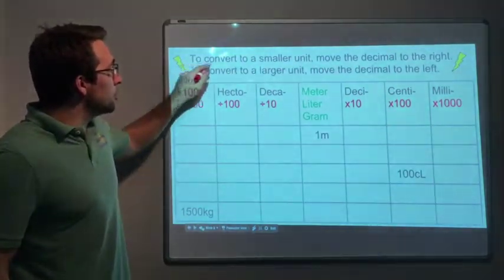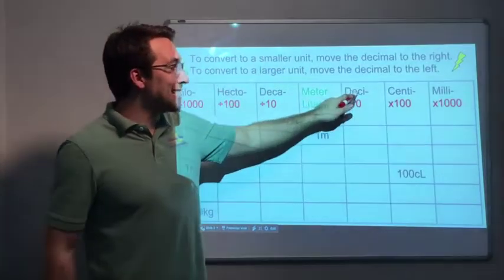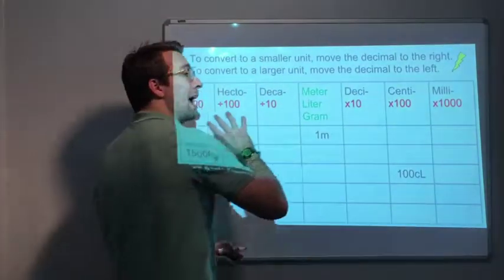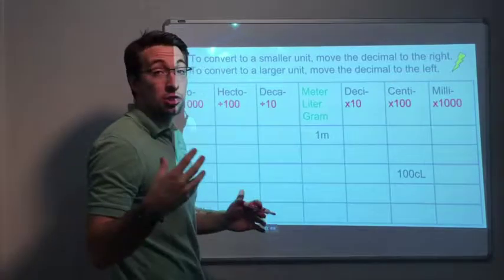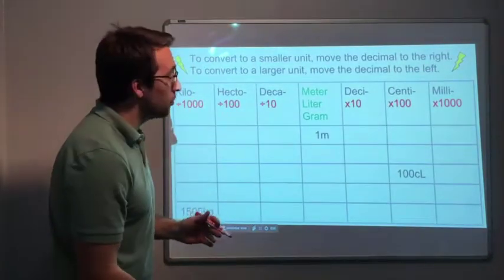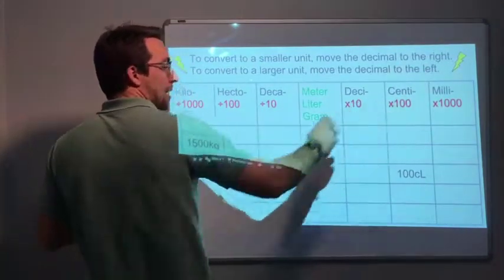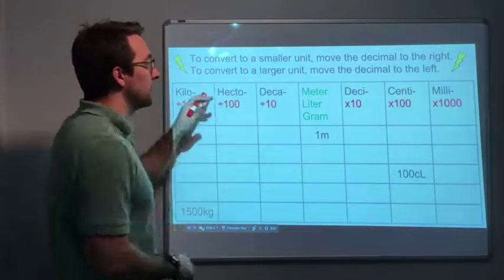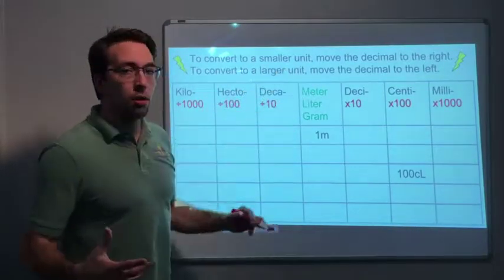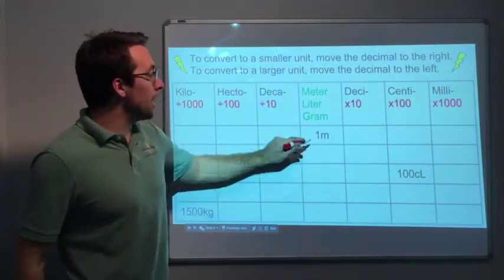To convert to a smaller unit, so a decimeter is smaller. The right side is smaller, okay? When you're looking at the screen, the right side is smaller. The left side is bigger. So when you're going to a smaller unit, you move the decimal to the right.